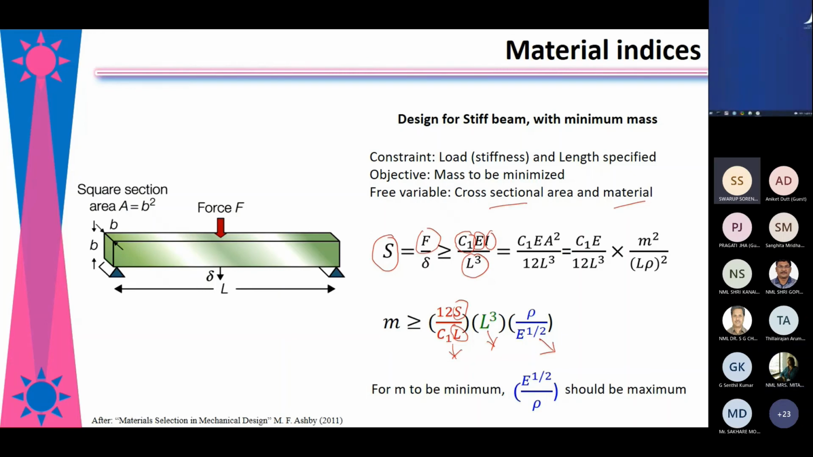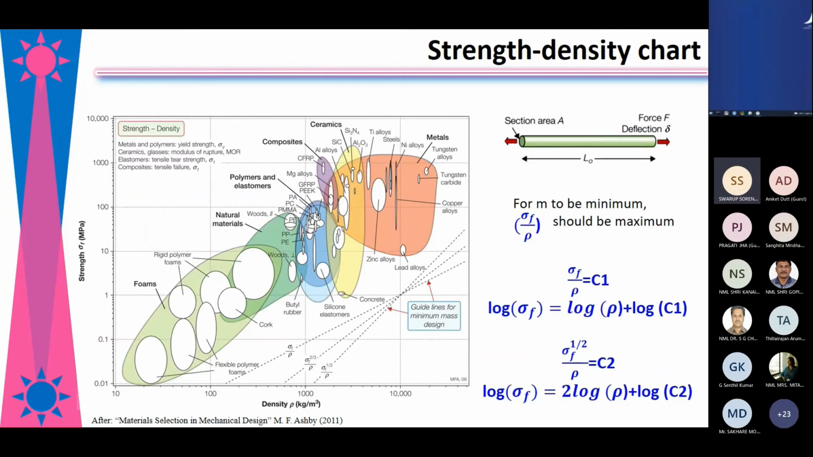Yeah. So now, how to do this? In this graph, we are designing for a tie rod, so strength and density. This is the slope. So just say sigma f by rho. If you want to make a slope of this constant C1, we take a log, and then this would be a line where the slope is 1 between log of sigma f and log of rho.